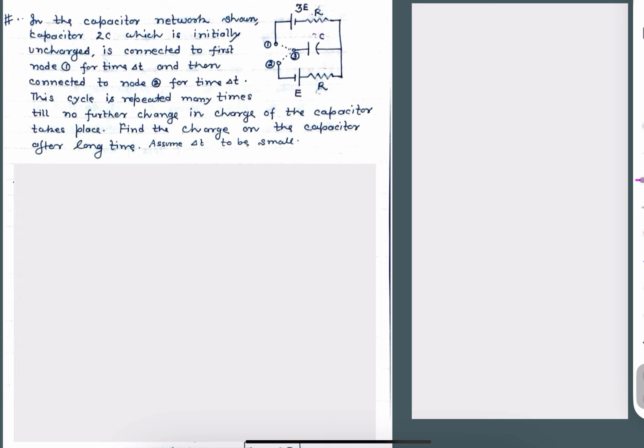That means after a long time, if we repeat that cycle, that we connect these two nodes for delta t, then again we connect these two nodes for delta t time, the charge on the capacitor remains the same. Then find that charge in terms of the given quantities, that is C, E, and if R comes, then use R also, but I think in the final answer R will not come.